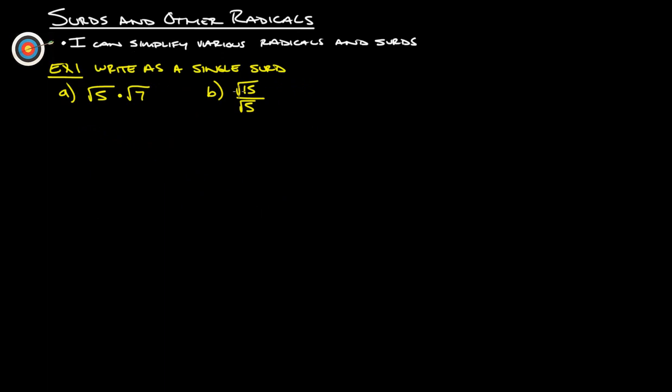Example 1, write as a single surd. Square root of 5 times the square root of 7: the roots play together nicely, so we just multiply them, so it's square root of 5 times 7, which is square root of 35. We can leave it like that because that's not a perfect square, so that is our surd. B, square root of 15 over square root of 5 is the same thing as the square root of 15 over 5, which is the square root of 3.